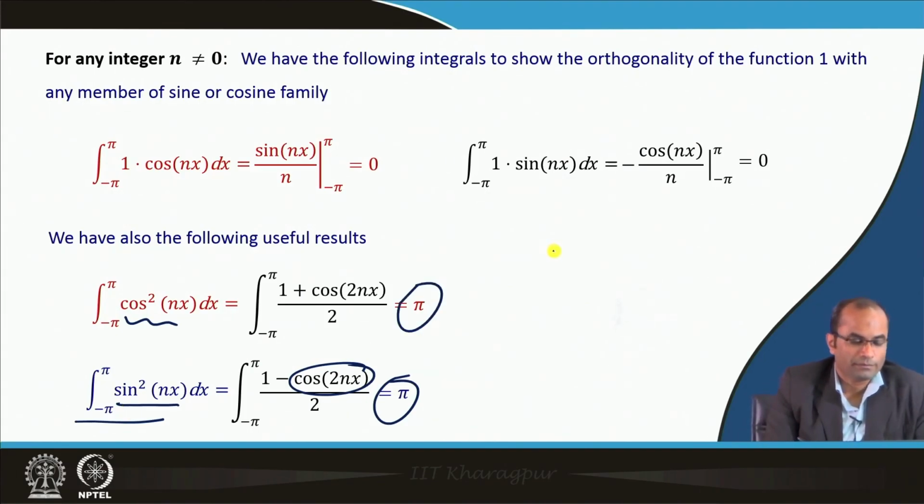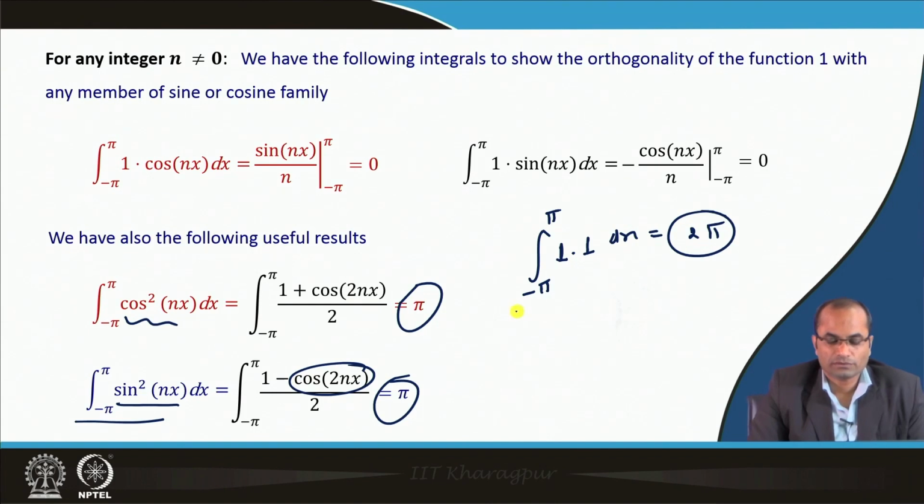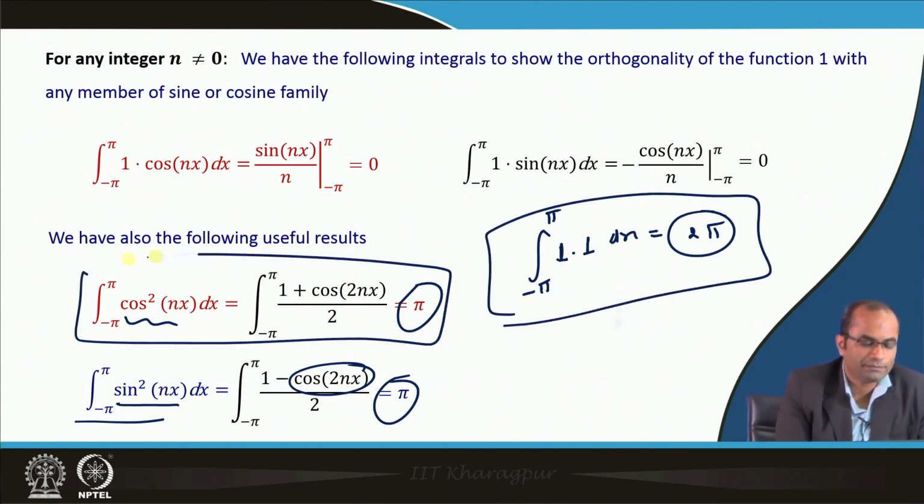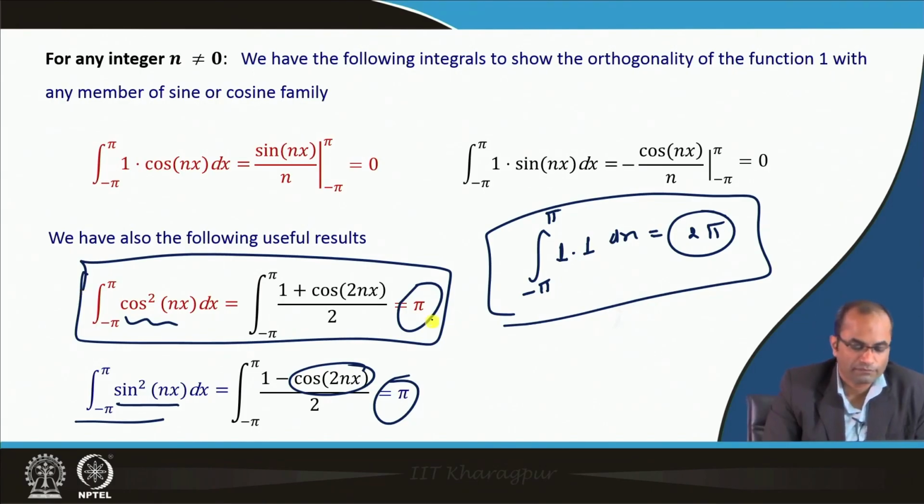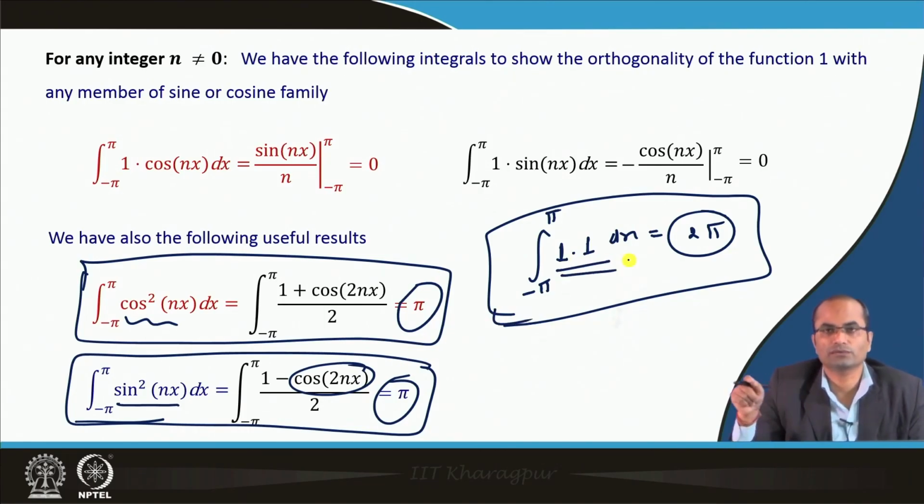The only member left is 1. If we take 1 with 1 and then integrate from minus pi to pi dx, in this case the value will be 2 pi naturally. So, these three situations we have covered. One, when we have taken the same member from the cos family, the value is pi. The same member from the sine family, again the value is pi, and the same member of this 1 itself, because 1 is also a member of the trigonometric system.